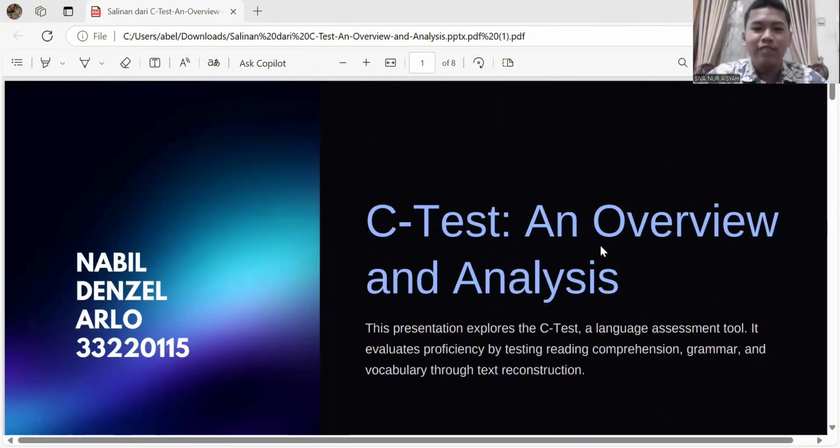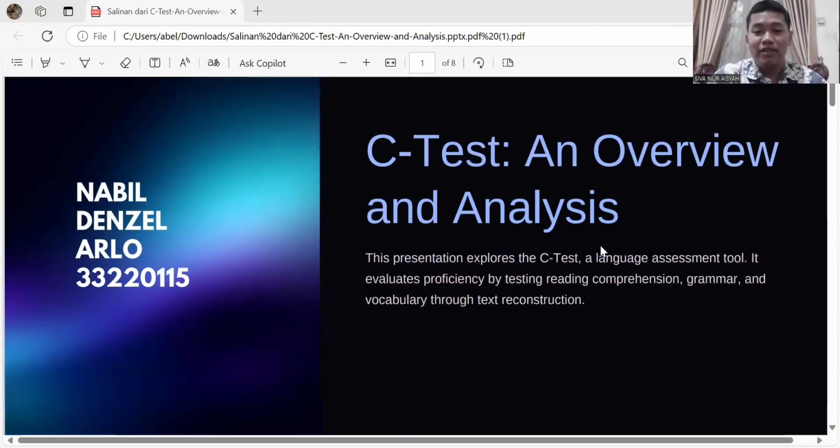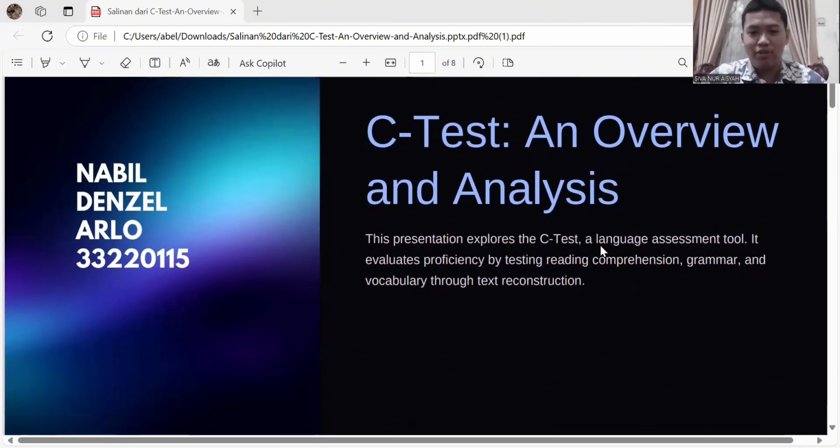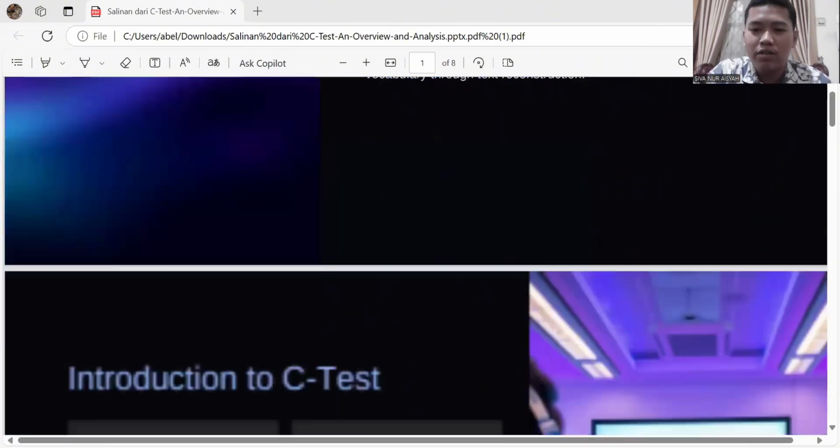I want to discuss the C-test, an overview and analysis. This presentation explores the C-test, a language assessment tool. It evaluates proficiency by testing reading comprehension, grammar, and vocabulary through text reconstruction.